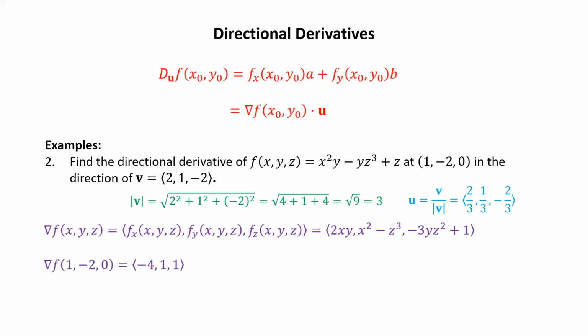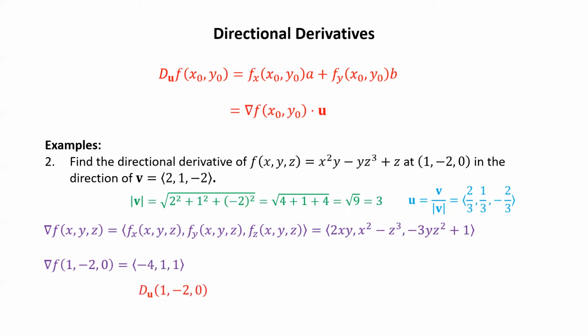Now we plug in the point 1, -2, 0 into the gradient to get 2 times 1 times -2 is -4 for the first component. 1 squared minus 0 cubed is 1 for the second component. -3 times -2 times 0 squared plus 1 is 0 plus 1, which is 1 for the third component.